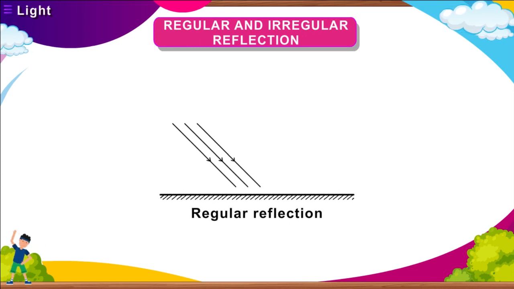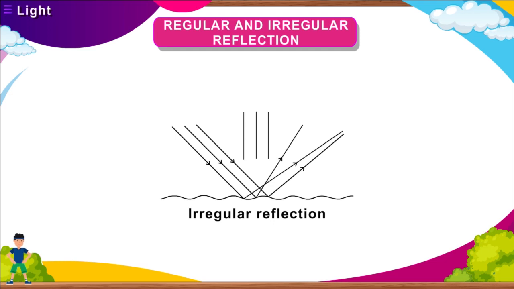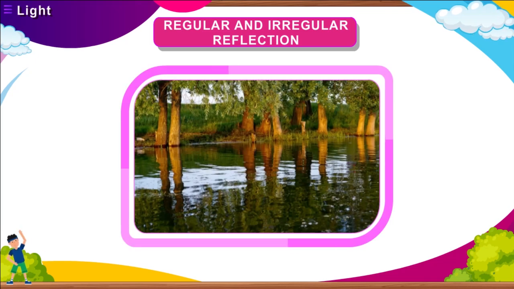Regular and irregular reflection. Reflection taking place from a plane and smooth surface is said to be regular reflection. Here, the incident rays and the reflected rays are parallel to each other. Irregular reflection, also known as diffused reflection, is the reflection taking place from an uneven surface. Here the incident rays are parallel, but reflected rays are not. We are able to see all the things around us due to irregular reflection.